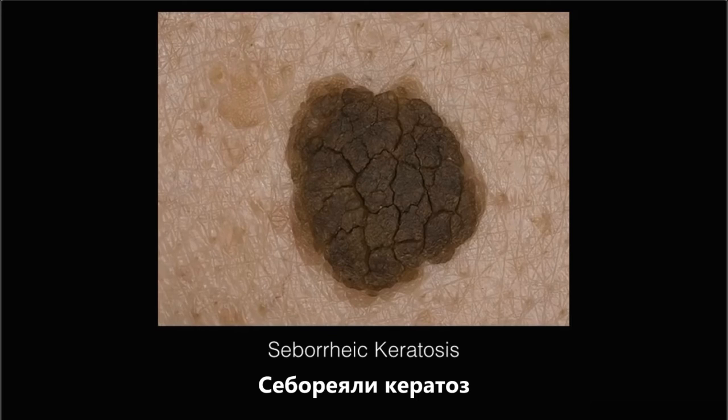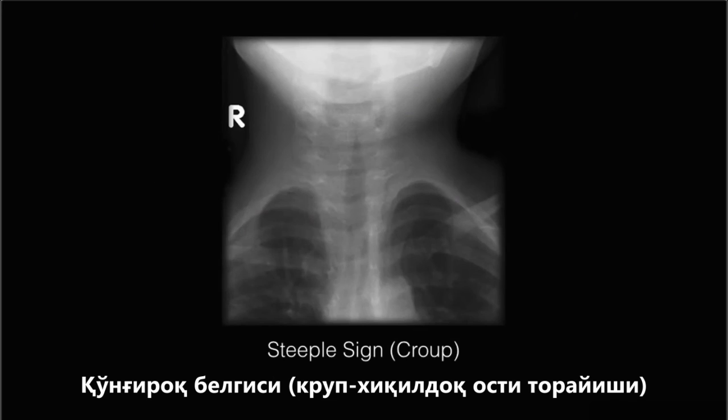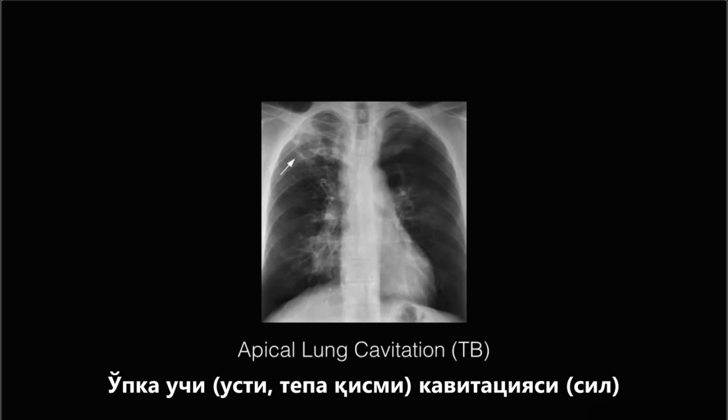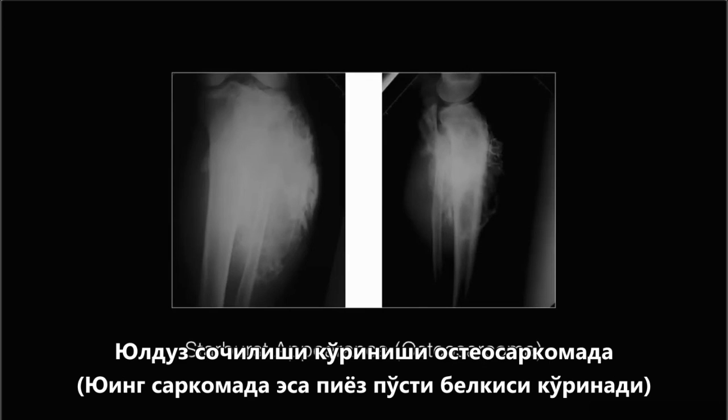This is seborrheic keratosis. Steeple sign, just like our friend the thumbprint sign, anything having to do with the airway is super high yield, definitely top 5. This is in croup. It's supposed to look like the steeple of a building because you have subglottic narrowing. Here we see an apical lung cavitation. If you close your eyes and you hear the words apical lung cavitation, I want you to immediately think of tuberculosis. It should be number 1 on your differential.